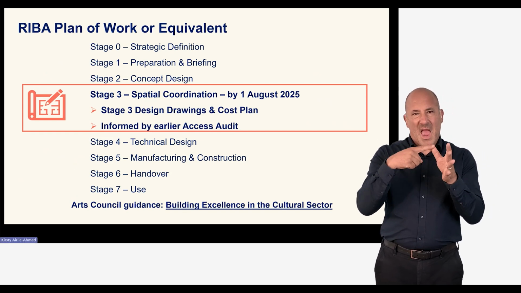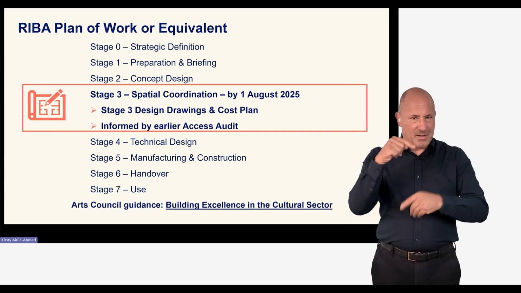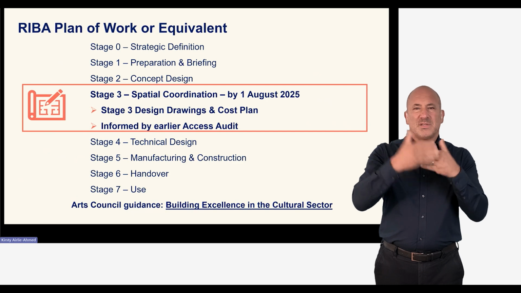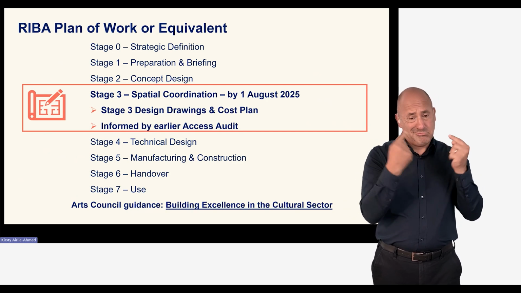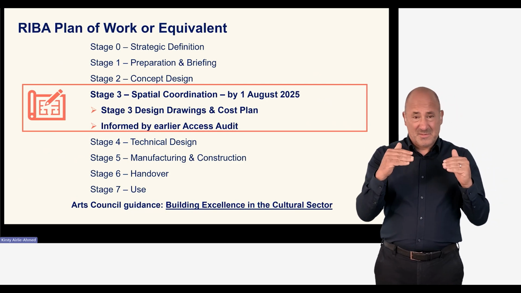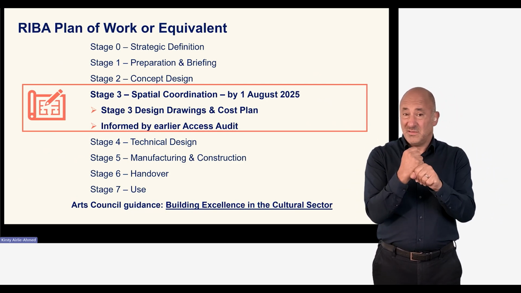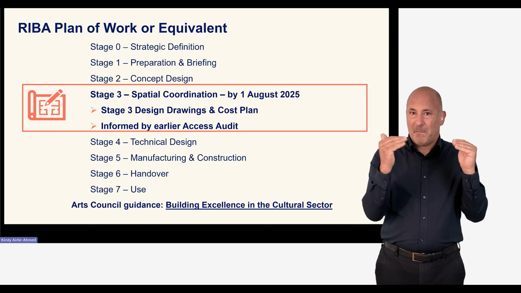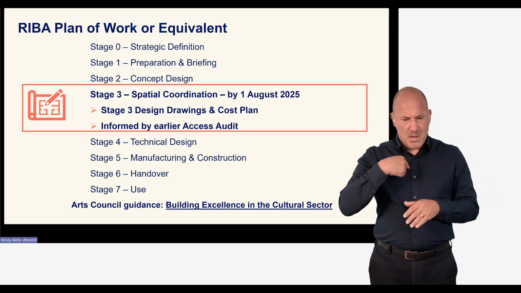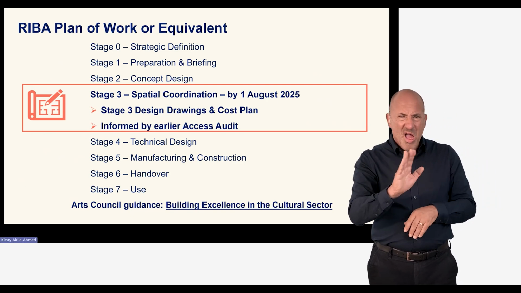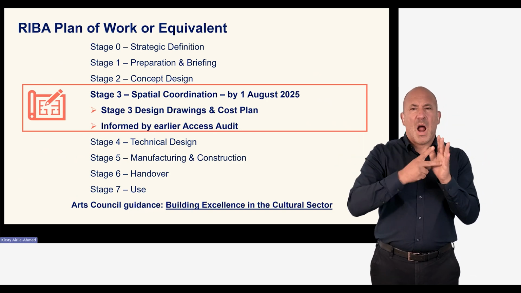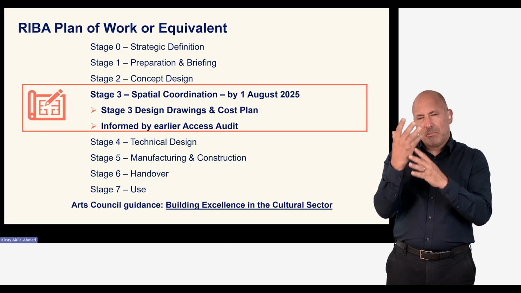RIBA plan of work or equivalent. Again, we discussed RIBA work stages in detail in the first webinar, but as a reminder, it is an eligibility requirement that building projects complete RIBA work stage 3 or equivalent level of work by the full application submission on the 1st of August. In a slight change from previous years, if you are not following RIBA work stages, for example, a like-for-like boiler replacement, then your plans should be at an equivalent level of development and detail.